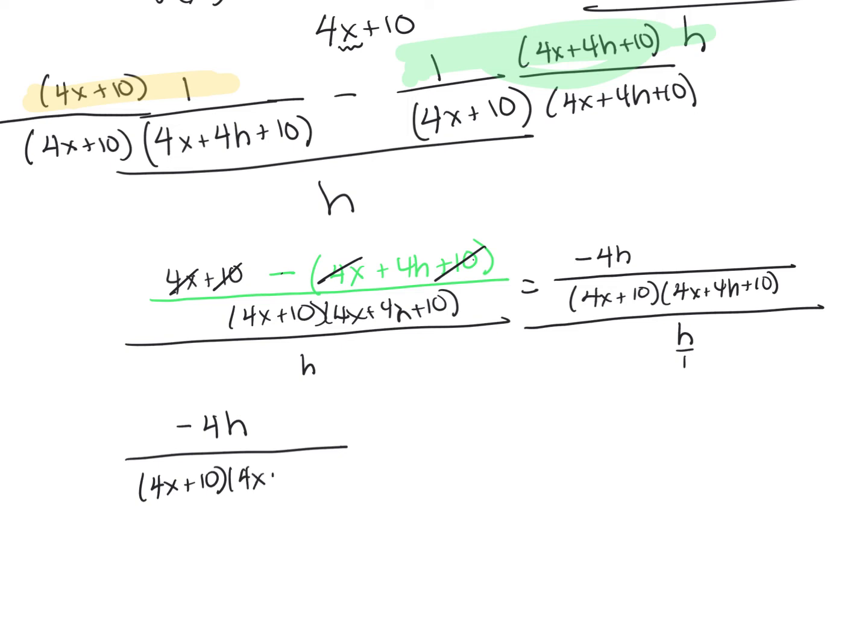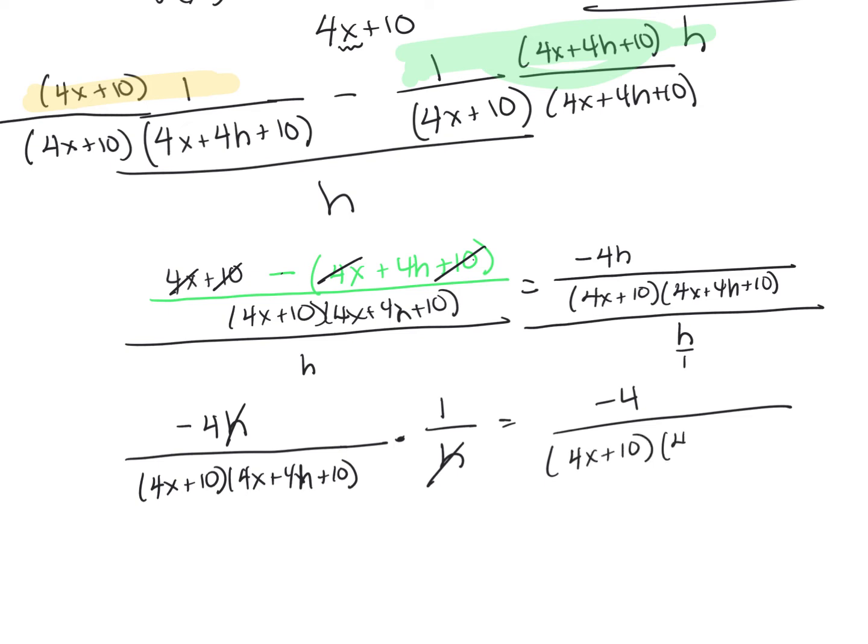Again, here's my denominator. Just let it hang out there. Don't get too wrapped up about it. It's all good. Times 1 over h. These h's cancel, and I'm left with negative 4 on top. And on the bottom, 4x plus 10 times 4x plus 4h plus 10. And that's it. So, question.